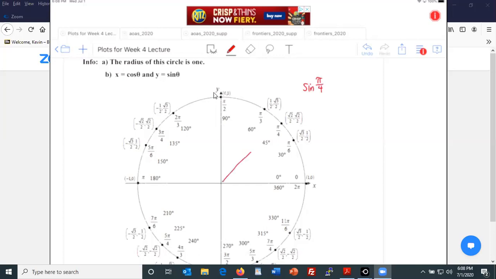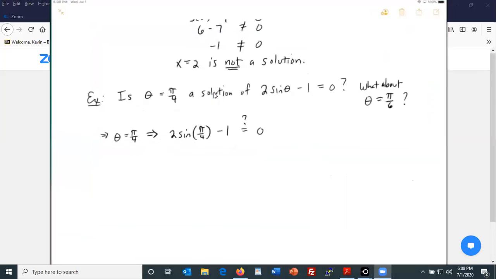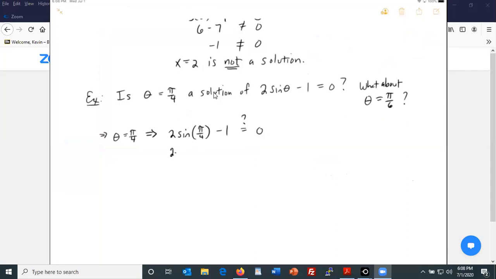So here's pi over 4, 45 degrees. And don't forget that the first number in the pair there is cosine. So your x is your cosine, but we don't want that. We want sine. The sine of pi over 4 is the square root of 2 over 2. So now we're going to take that number and substitute it in. It's 2 times the sine value of radical 2 over 2 minus 1. Is that going to equal 0?